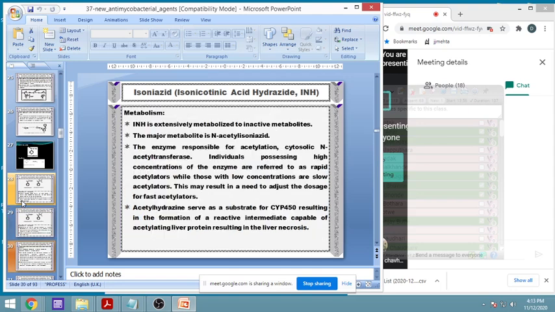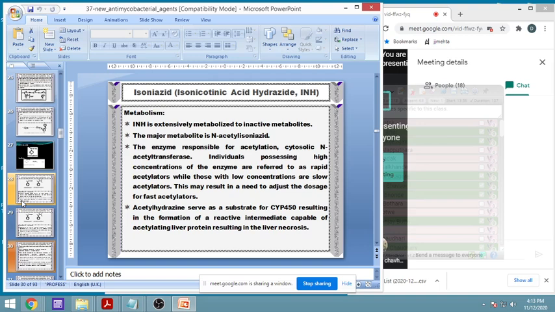Metabolism: it is extensively metabolized to inactive metabolites. The major metabolite is N-acetyl isoniazid. A very important thing is, if you remember earlier with sulfonamides, we have seen slow acetylators and fast acetylators. Here also it is a similar situation. The enzyme responsible for acetylation is cytosolic N-acetyl transferase. Individuals possessing a high concentration of the enzyme are referred to as rapid acetylators, while those having a low concentration are known as slow acetylators. Accordingly, we have to adjust the doses. For fast acetylators, metabolism is faster, so you need to give more drug, and for slow acetylators, you have to reduce the doses.